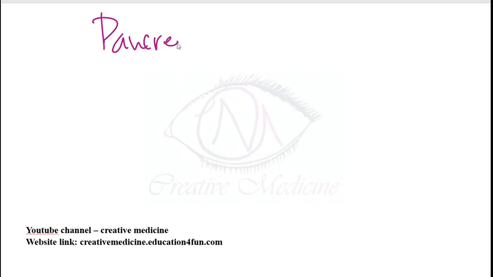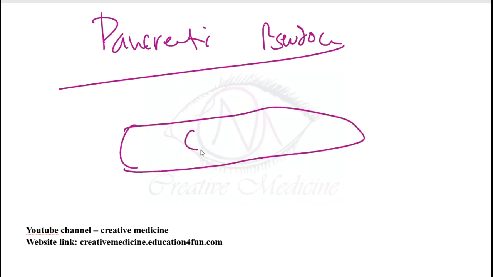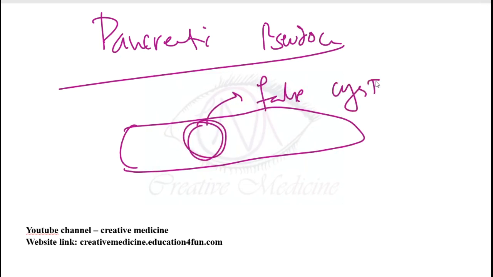Then we have something called a pancreatic pseudocyst. Pancreatic pseudocyst is actually the most common cystic lesion of the pancreas. Here, the pancreatic pseudocyst is actually a false cyst. It is a false cyst because it is not lined by epithelium, but it is lined by granulation tissue.